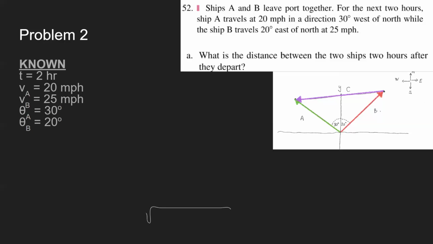So we know that time is 2 hours. We know that the velocity of ship A is 20 miles per hour. Velocity of ship B is 25 miles per hour. And you know the respective angles, 30 and 20. It doesn't matter that it's not meters per second. I'll tell you that you only have to change it to meters per second when you use the kinematic equations.